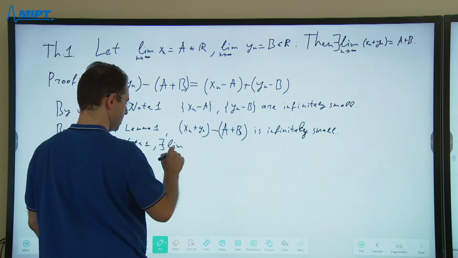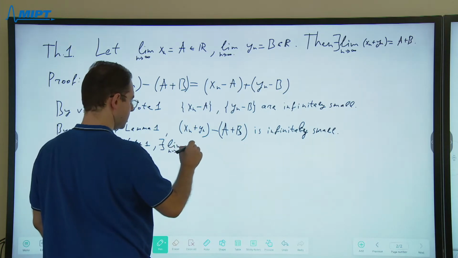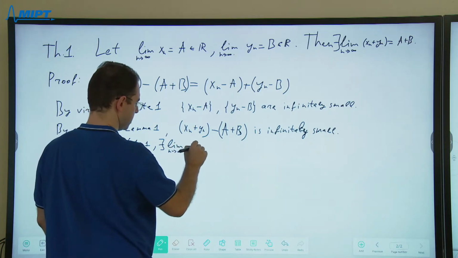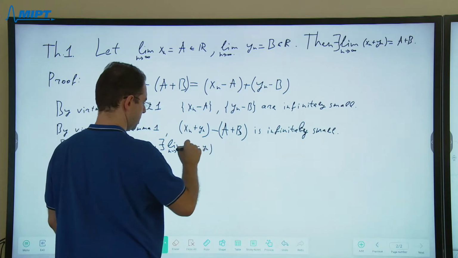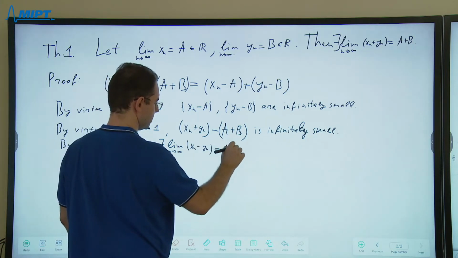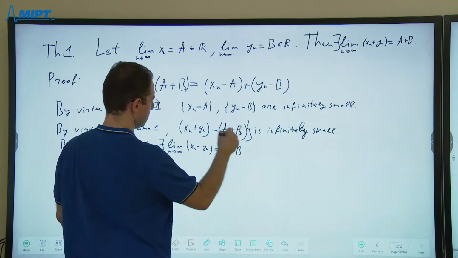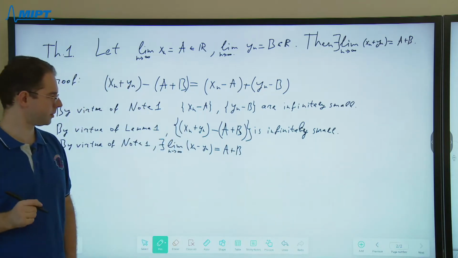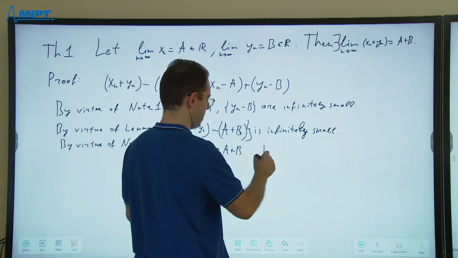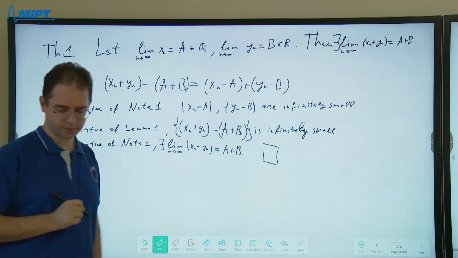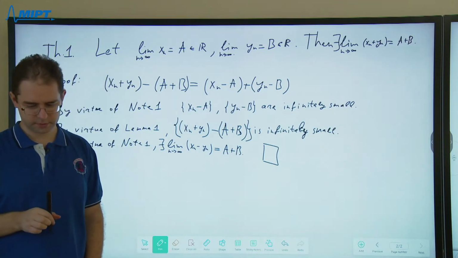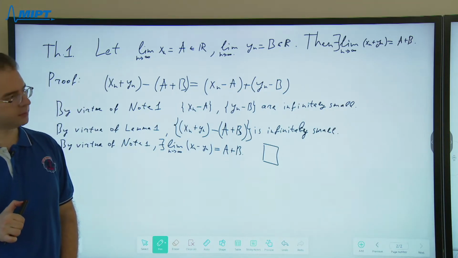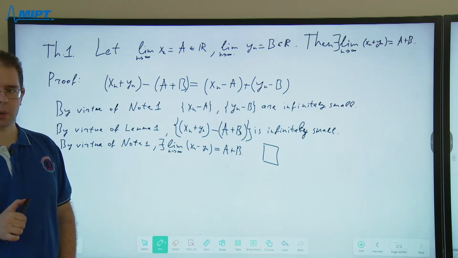There exists a limit, as n tends to infinity, of xn plus yn equals a plus b. End of proof. Questions?